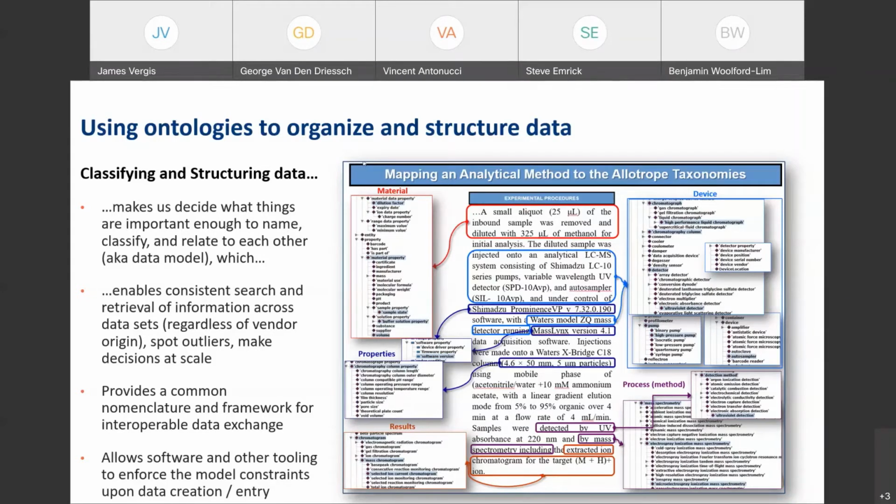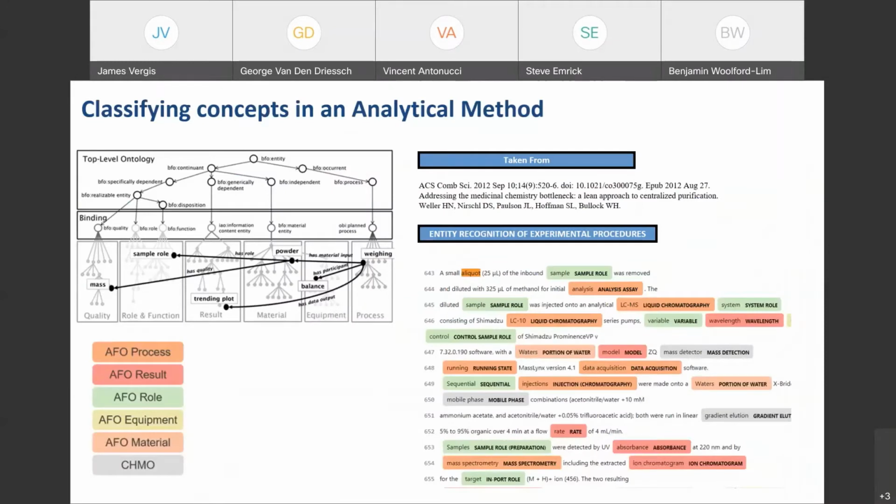And so when we analyze text like that, then we can start to index and classify things according to an ontology like Allotrope to define things like equipment, materials, roles, processes, and tag those things accordingly so that a machine can recognize them as it's scanning over those texts.